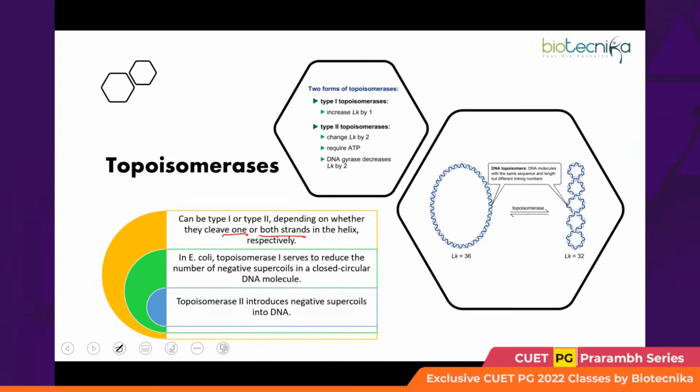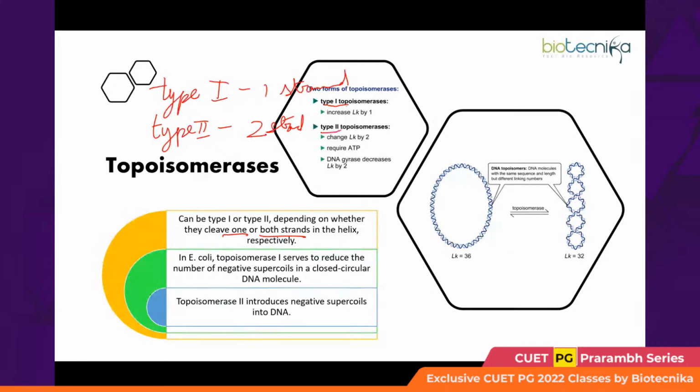All right, now if that supercoiling happens by cleaving one strand at a time, then it will be the work of topoisomerase type 1. Type 1 will cleave one strand at a time. But if it is type 2, then it will cleave two strands at a time to introduce more supercoiling. So there are two forms of topoisomerase, type 1 and type 2.